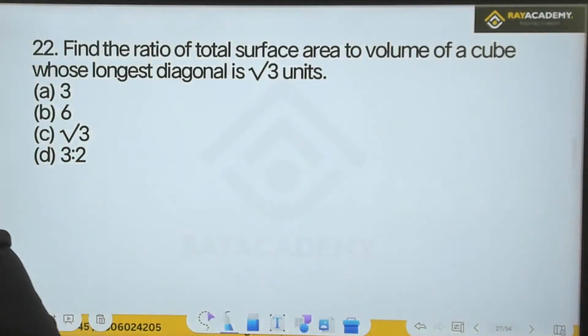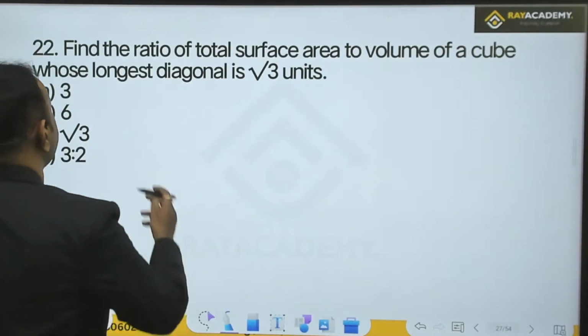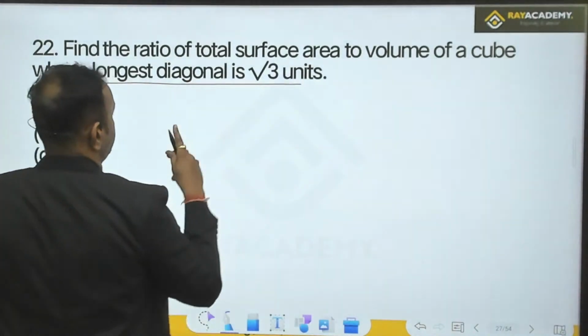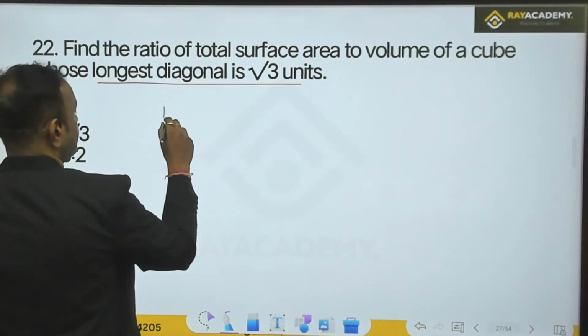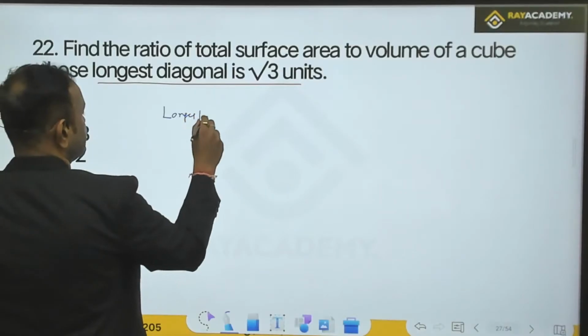Next question. Question number 22. Find the ratio of total surface area to volume of a cube whose longest diagonal is the same as in the previous question, square root of 3. Again, the longest diagonal was given. First, what is the formula for the longest diagonal of a cube?